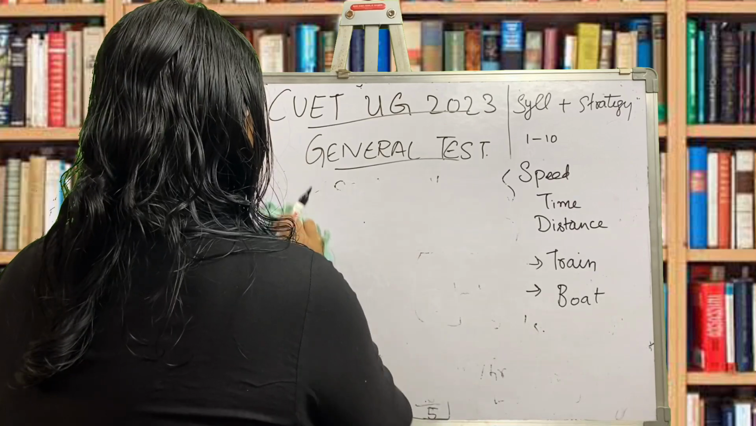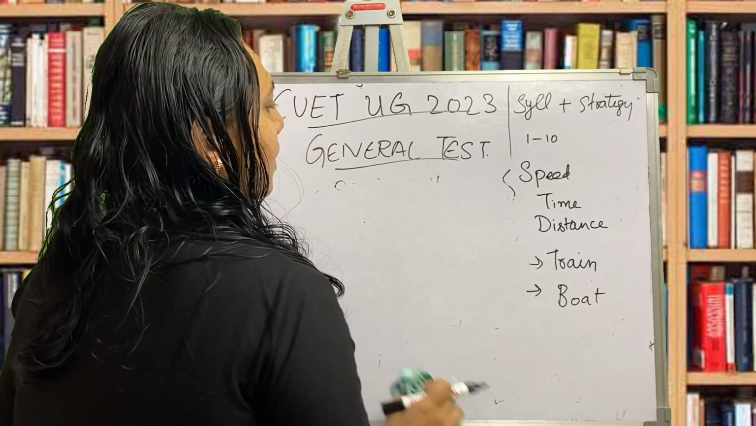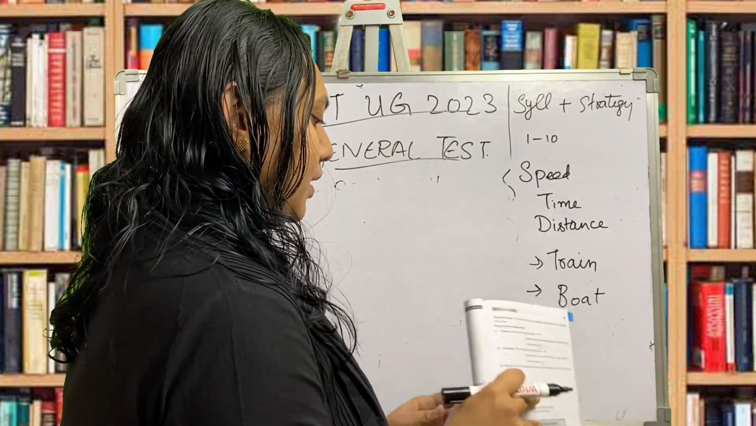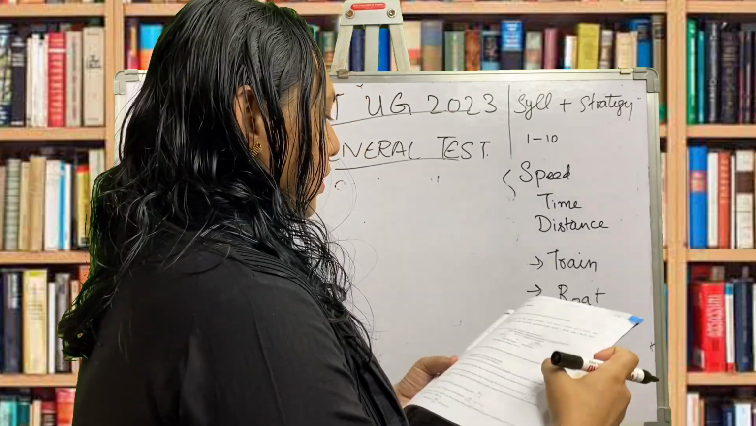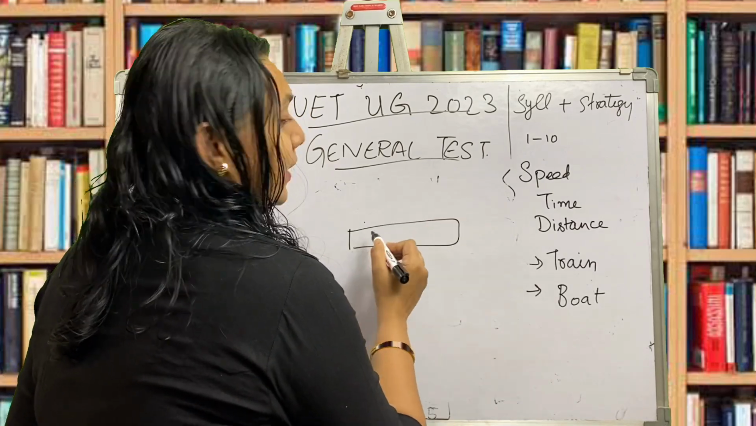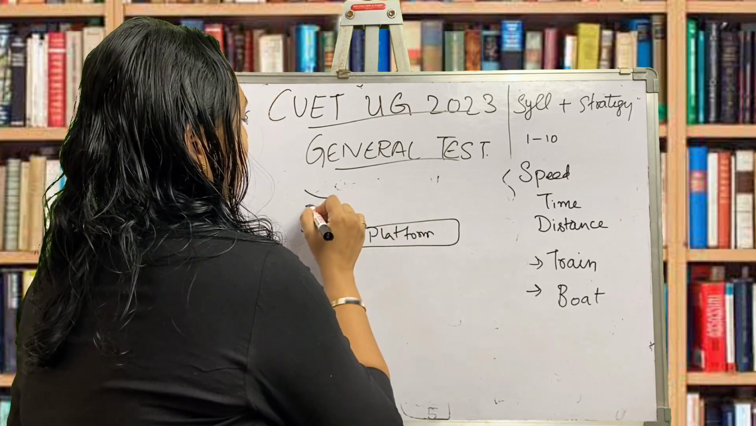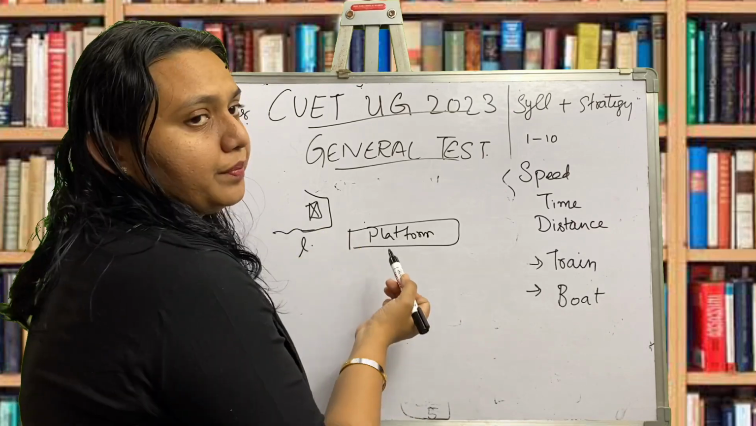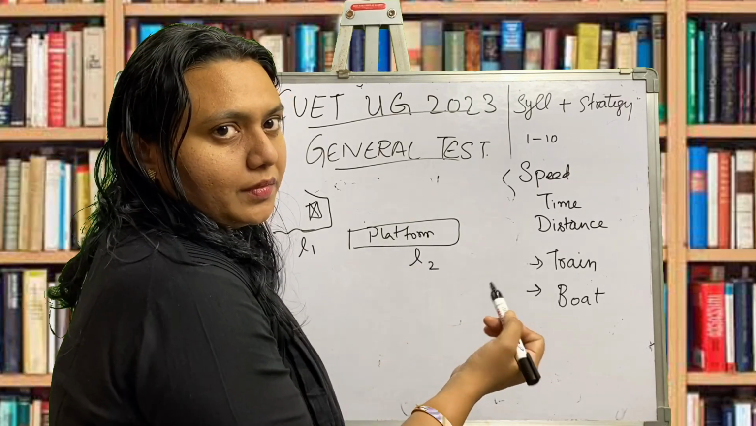Next is, like I told you, what kind of questions are asked. It is train based questions or boat based questions. So here also there is a particular shortcut that we have for train based questions. Let's go with the train based questions that I have marked here. The questions are asked such that there is a platform, and there is a train coming in. The length of the train is L1, and the length of the platform is L2. Let's assume.